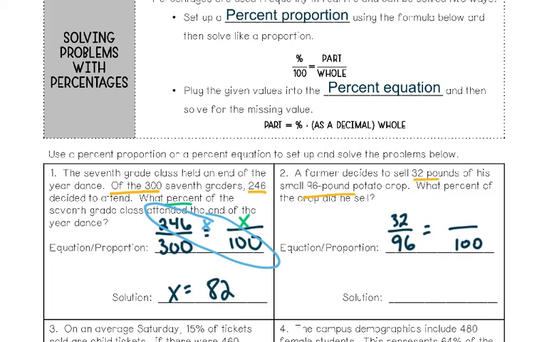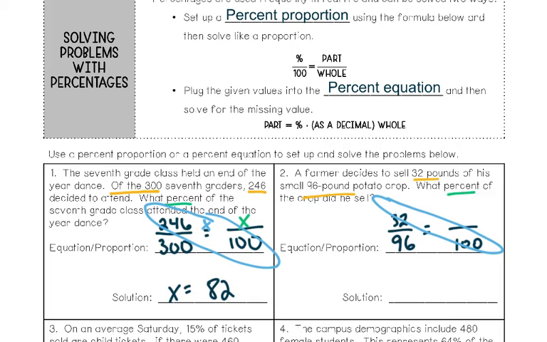And I'm solving for the percent of the crop that he sold. When I have my equation set up like this, I'm solving for the missing number. Anytime I'm solving for a missing number, I'm solving an equation. The way to solve this equation is to cross multiply. So I take the two numbers that I have across from each other, the 32 and the 100, I circle them, and I multiply them.